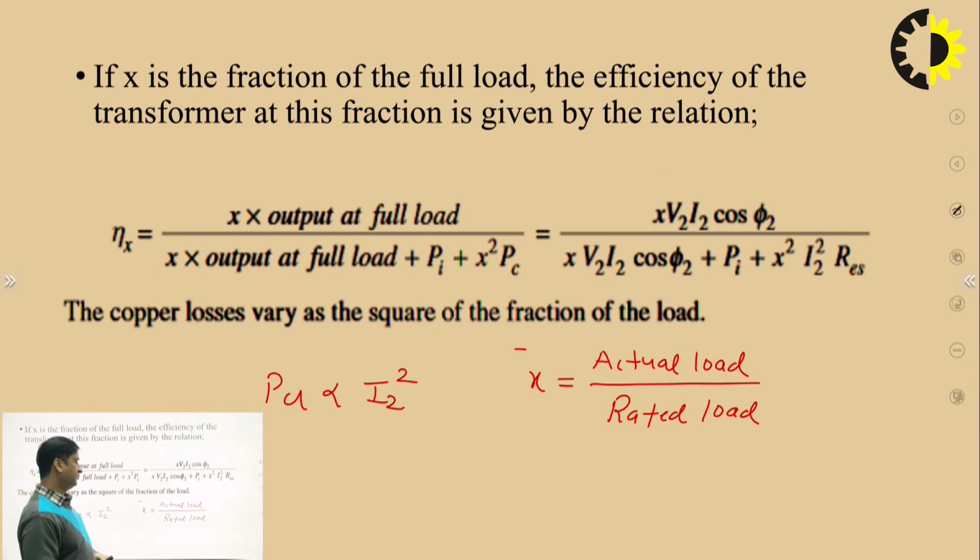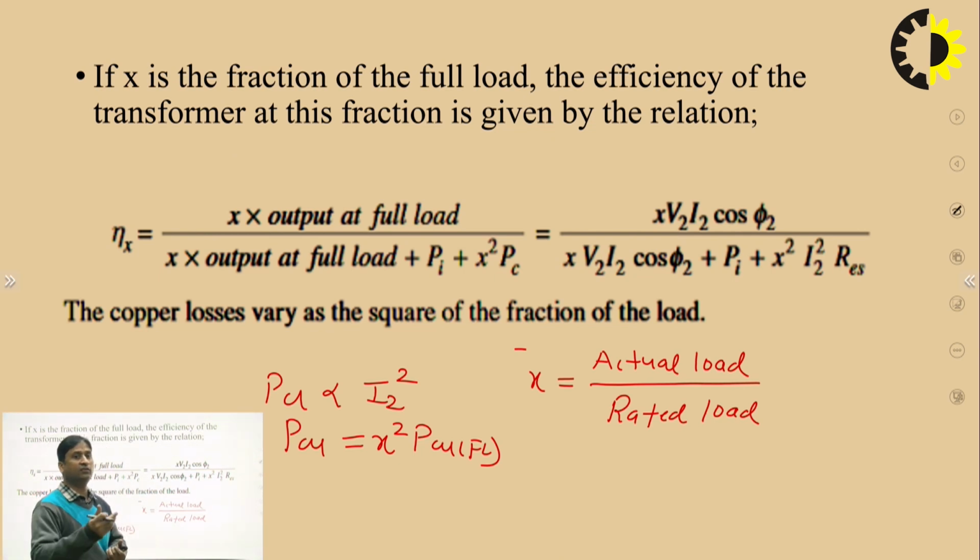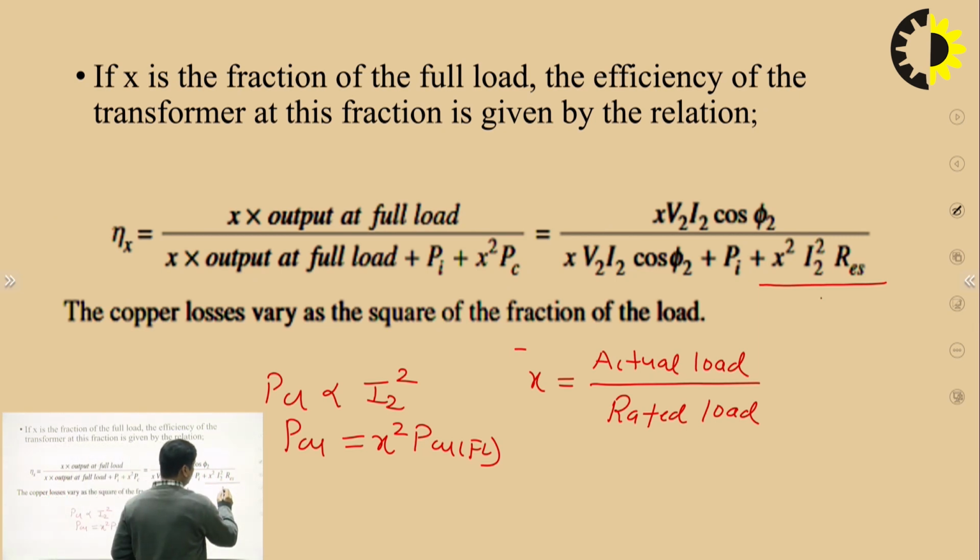So if the current is I2 and changes according to a fraction x, then the copper losses are equal to x squared times the full load copper losses. Copper losses are proportional to I squared, and the current changes as a fraction of full load because the voltage remains the same. So the copper losses change as x squared times I squared Rec, where I squared Rec is the copper loss at full load.